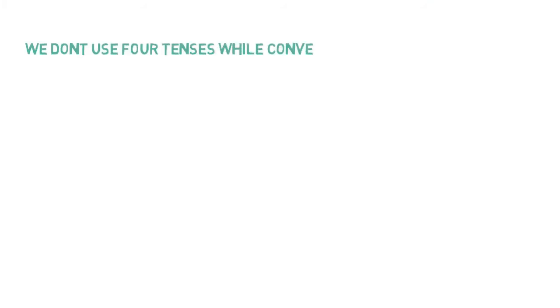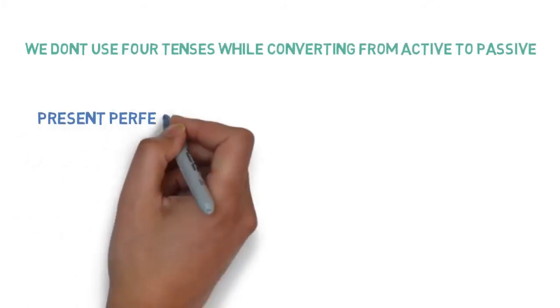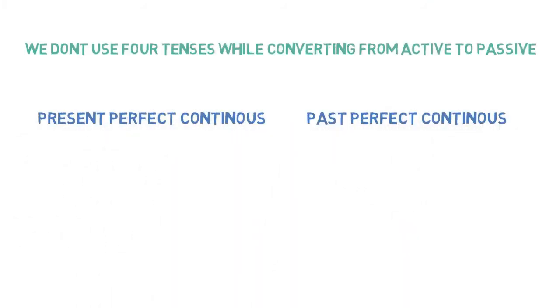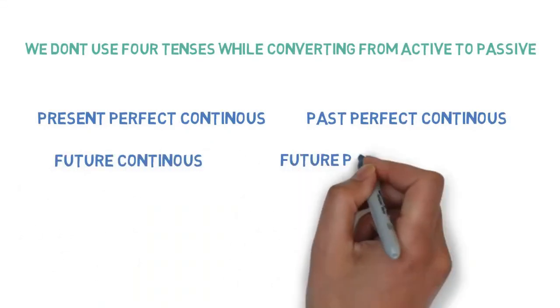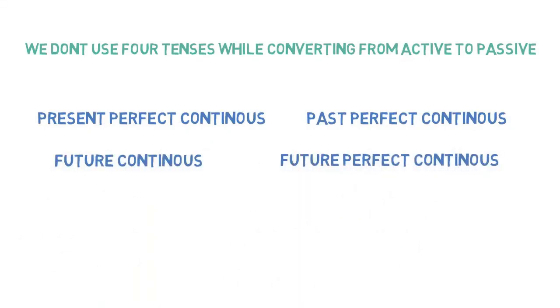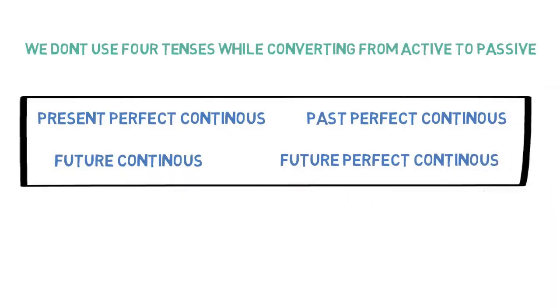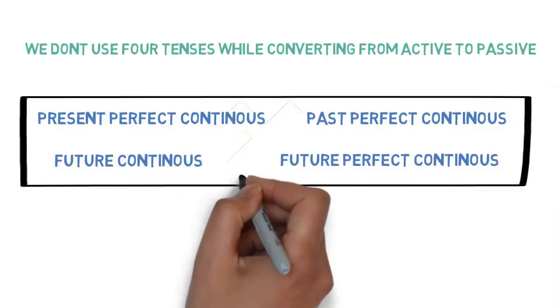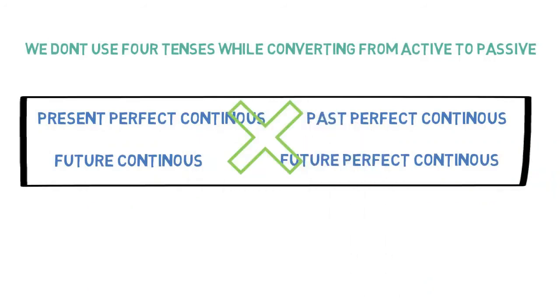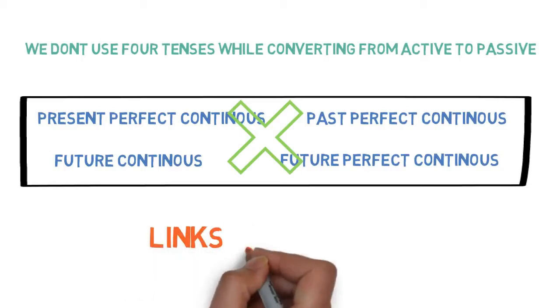Okay, so we use these tenses while converting sentences from active to passive: present continuous, past continuous, and future continuous, future perfect continuous. But these four tenses we will not use to convert active to passive. Please don't make a mistake on that.